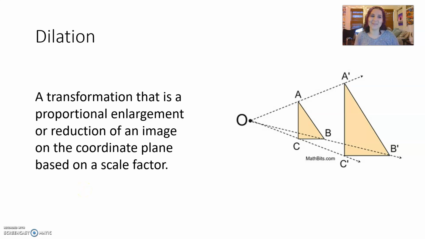Hello everyone! Today we are going to talk about dilations, and more specifically dilations on the coordinate plane. A dilation is a transformation that is a proportional enlargement or reduction of an image on the coordinate plane based on a scale factor. When we dilate a figure, it does not change in shape, but it does change in size. And with a dilation, each point is dilated by the same amount. So the scale factor is always the same for every point, every side of a figure.